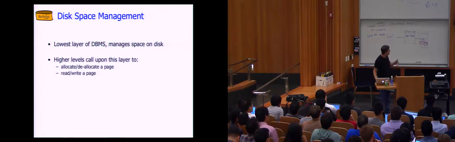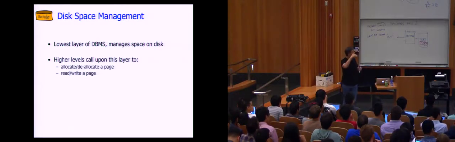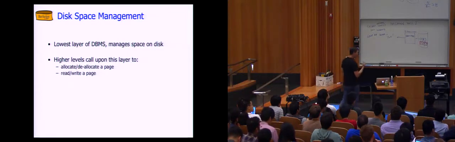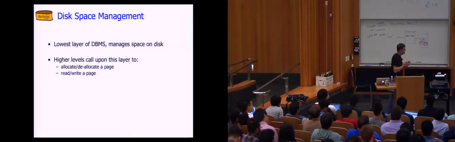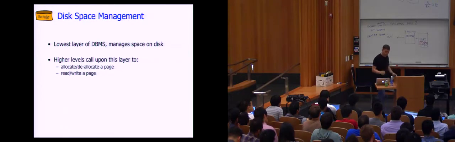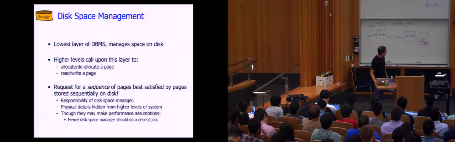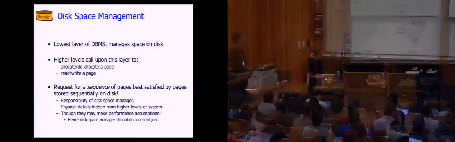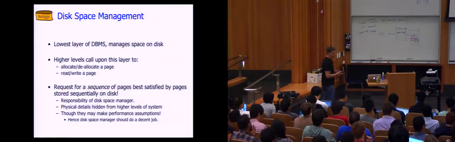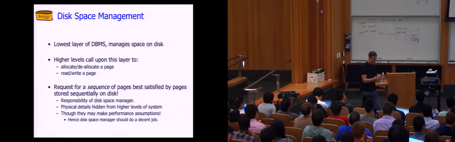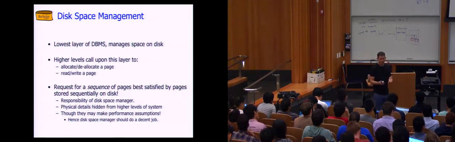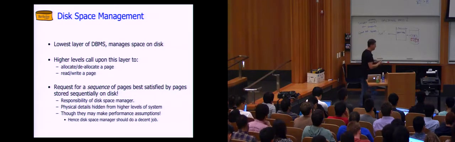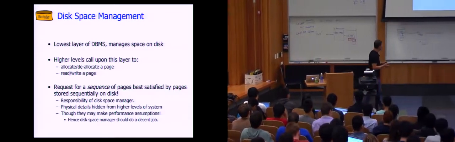The higher levels of the database system are going to assume that this disk space manager has a very narrow API where it can allocate or deallocate pages from one of these files, and it can read and write pages from these files. And that's kind of all it does. It's a very low-level API. If you request a sequence of pages from this API, the higher levels would like the sequential access to actually have sequential performance from this lower level. So the lower level is responsible for organizing the blocks of the file to achieve sequentiality when possible.